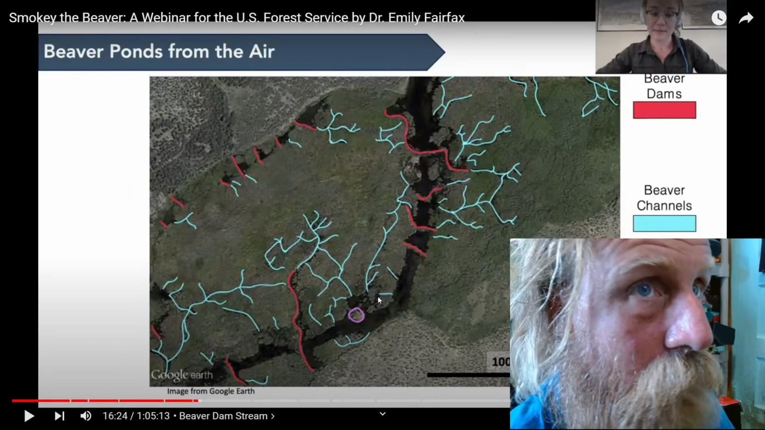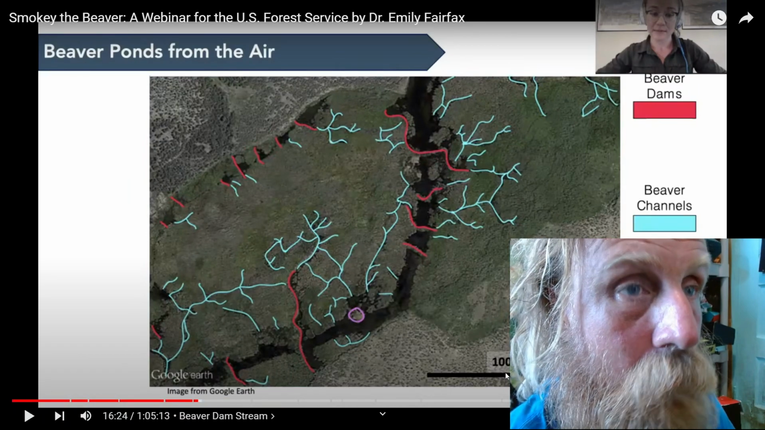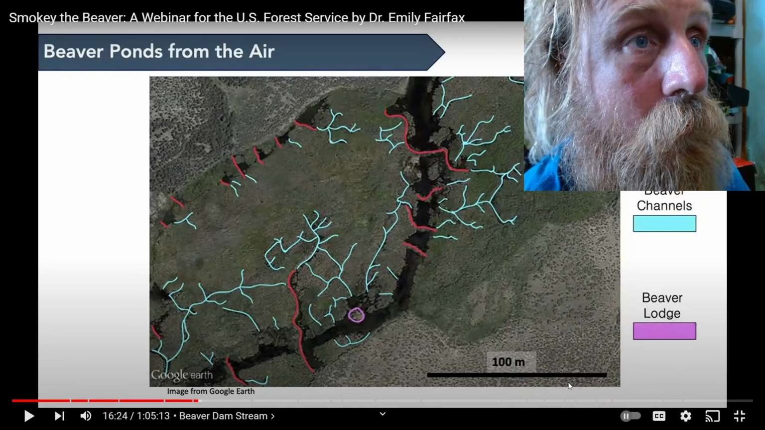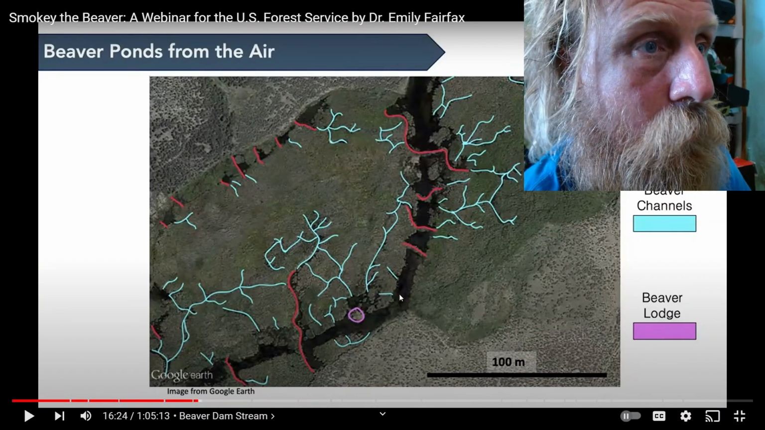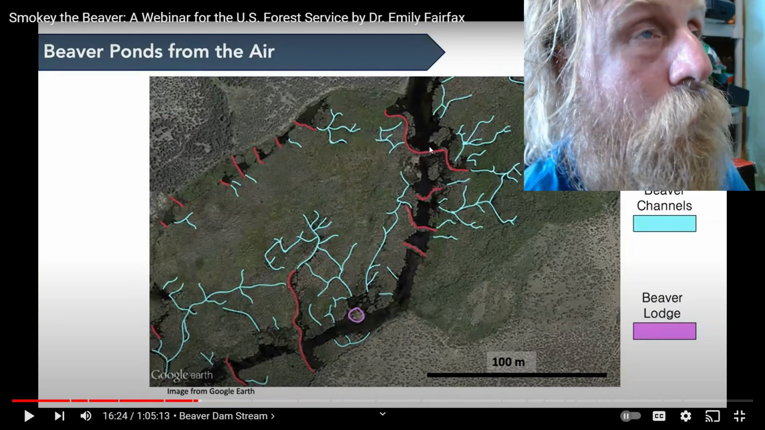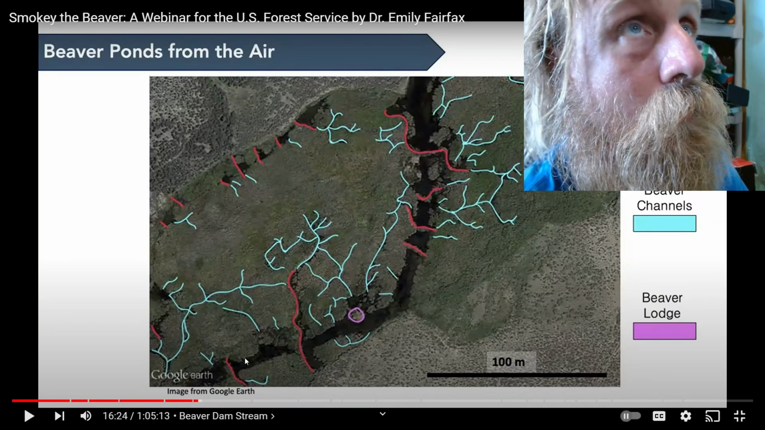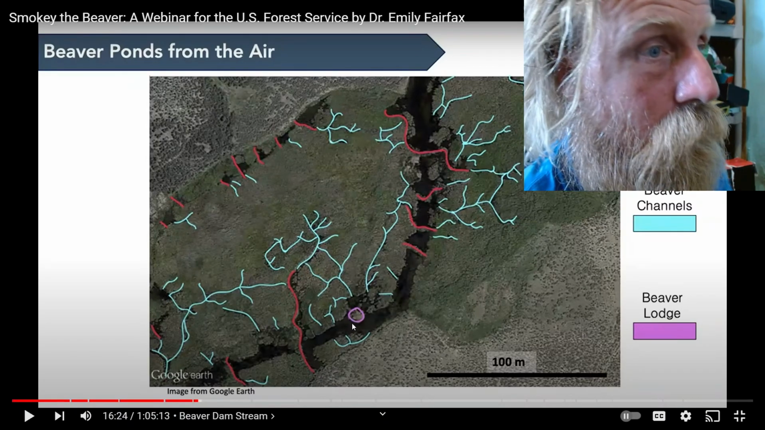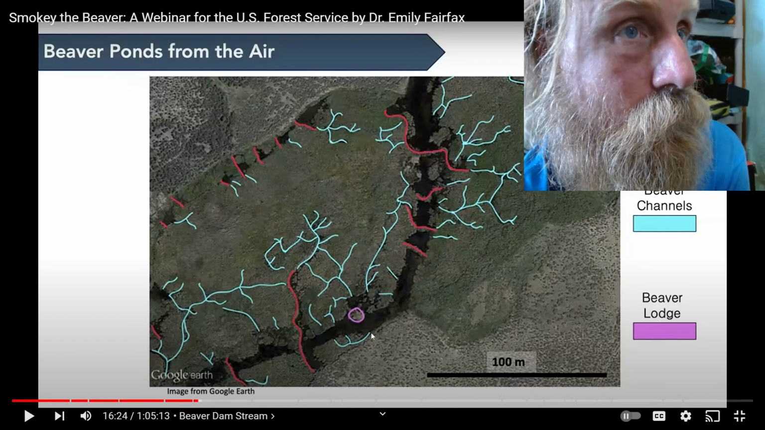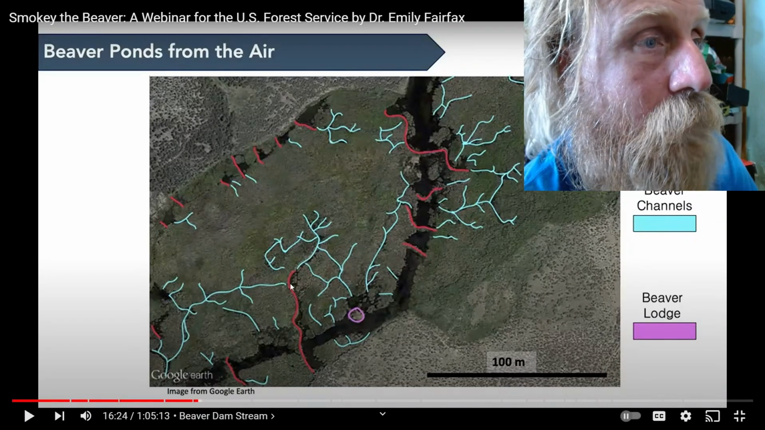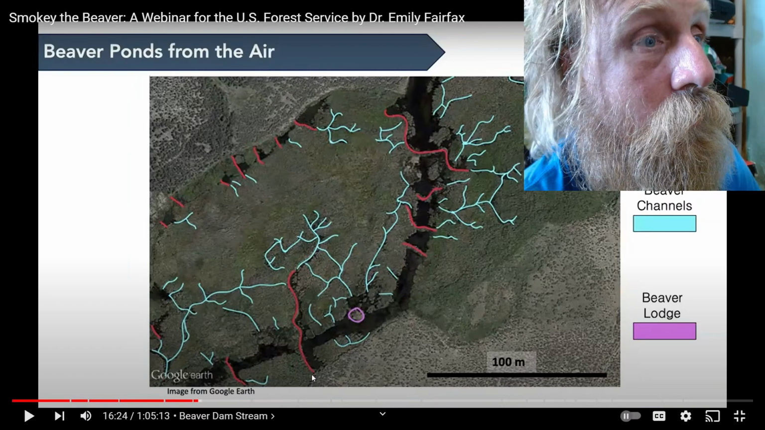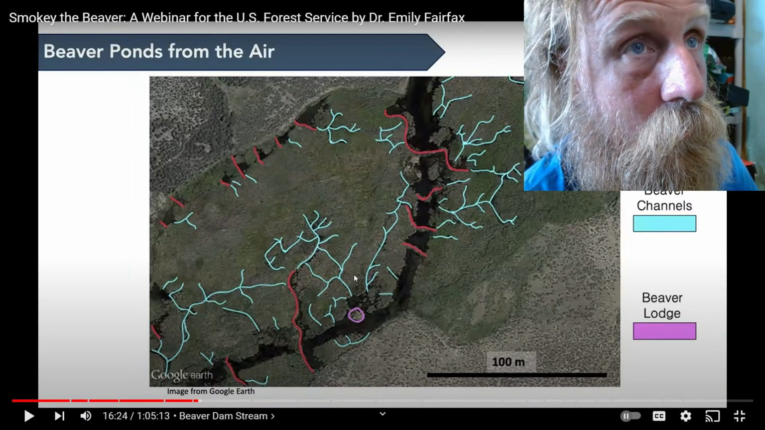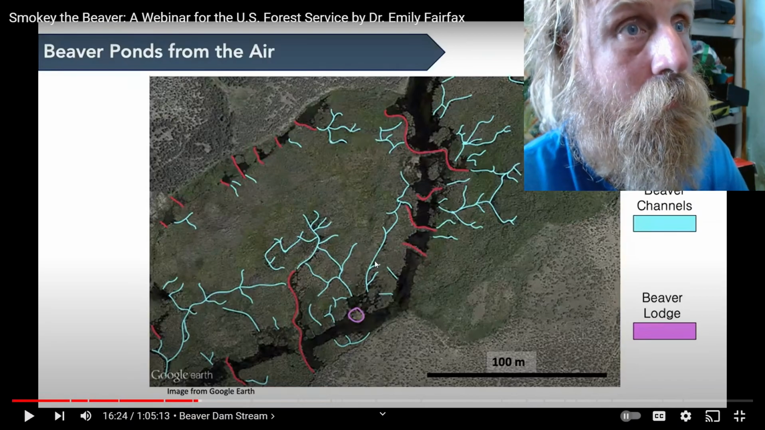this is on the scale of like, well, here's 100 meters. So here's 100 meters. So this is like 3 football fields long, this stream section right here. And so that means that this is like 5-10 meters across this lodge. So it's a family of beavers. And these red lines are the dams, and these blue lines are channels that the beavers dig.